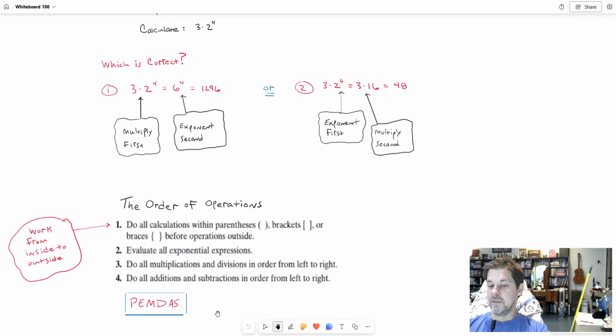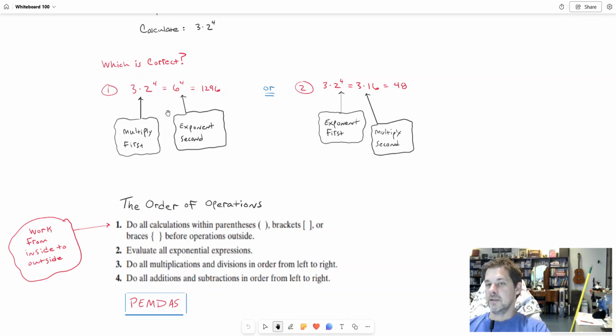Sometimes people say this to remember that. They call it PEMDAS, which stands for parentheses, exponents, multiplication, division, addition, subtraction. So if you wanted to think PEMDAS to help you remember the order of operations, you could.